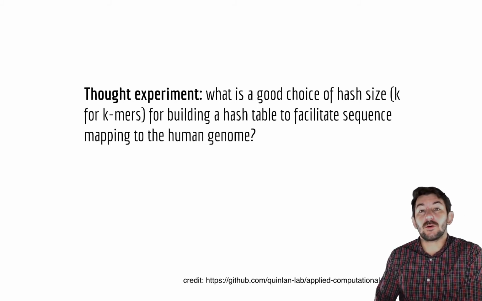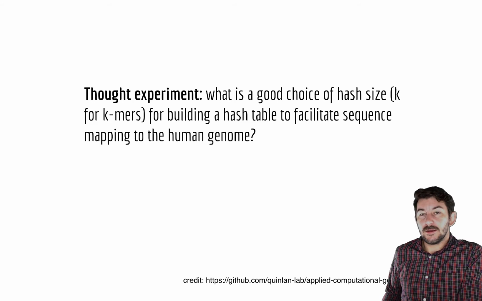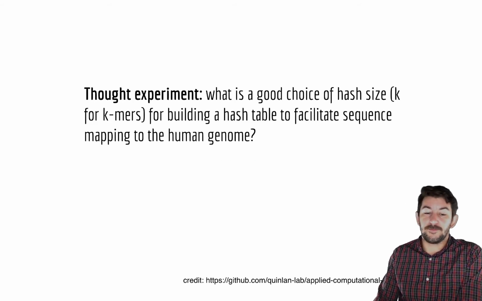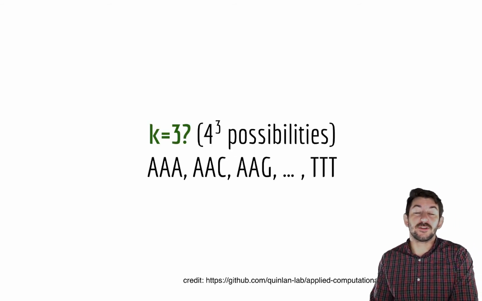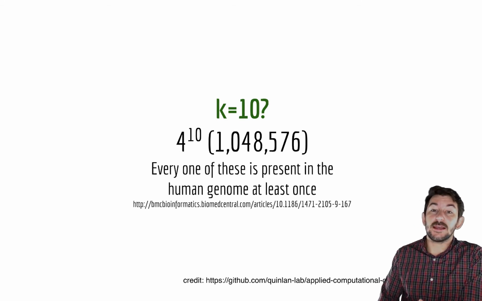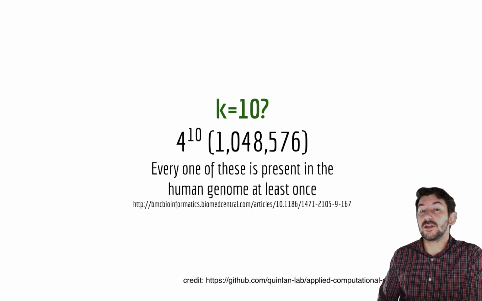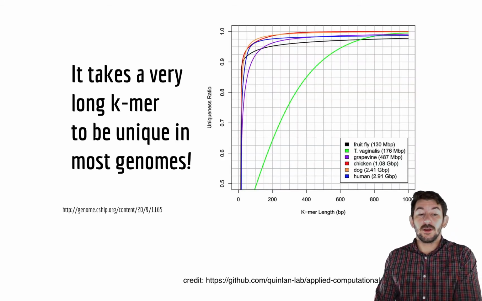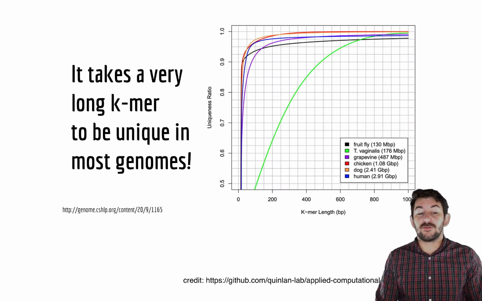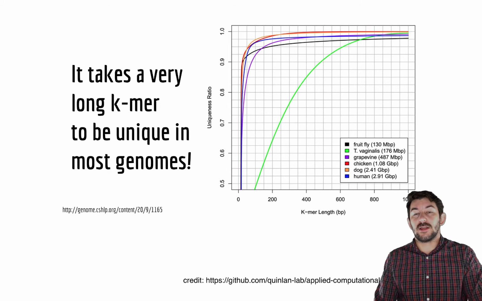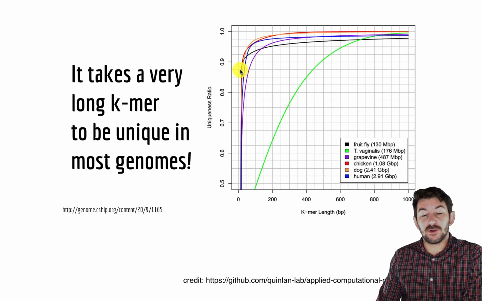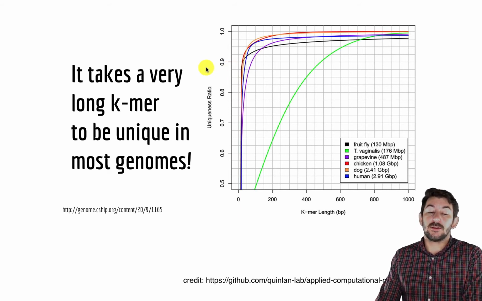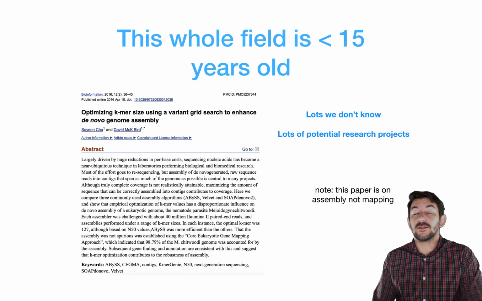So in this example, I used a k equals 3. But what's the right k to use? Should you use k equals 10, k equals 1? K equals 1, well, there's 4 possibilities, right? It's A, T, G, and C. K equals 3, there's 4 to the 3rd possibilities. If you go to k equals 10, you've got over 1 million possibilities, and each one of those is present in the human genome at least once. So it takes a really long k-mer to find things that will be unique, that will only map to 1 possible place. It does ramp up pretty quickly, so there is kind of this exponential growth in that. But the long answer, or really the short answer is, this is a very young field.